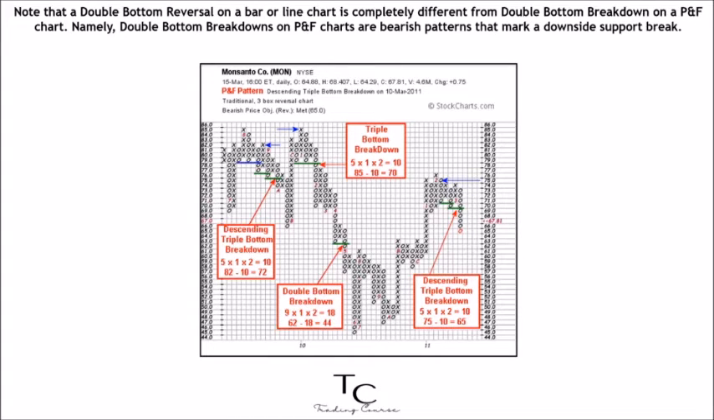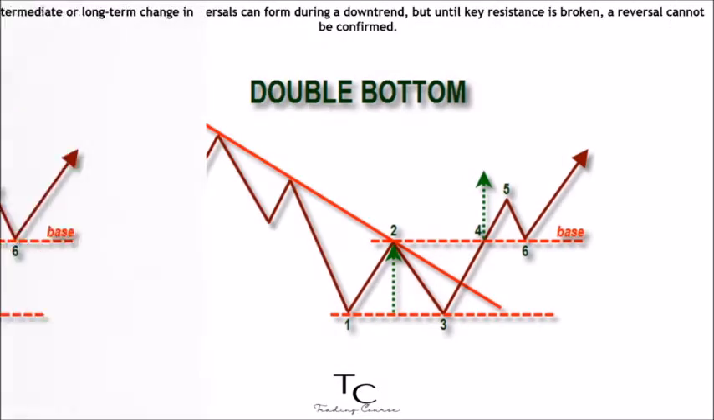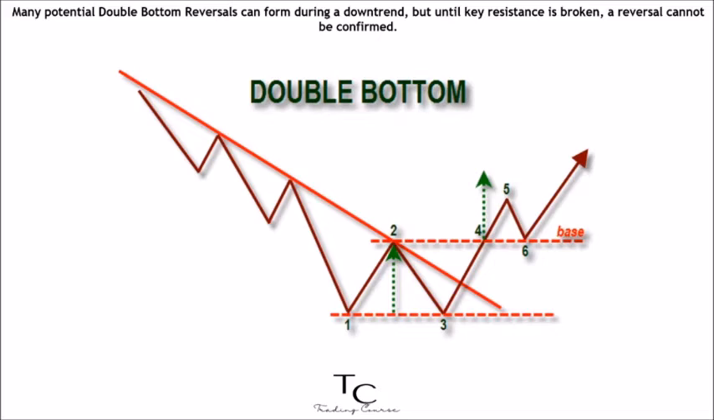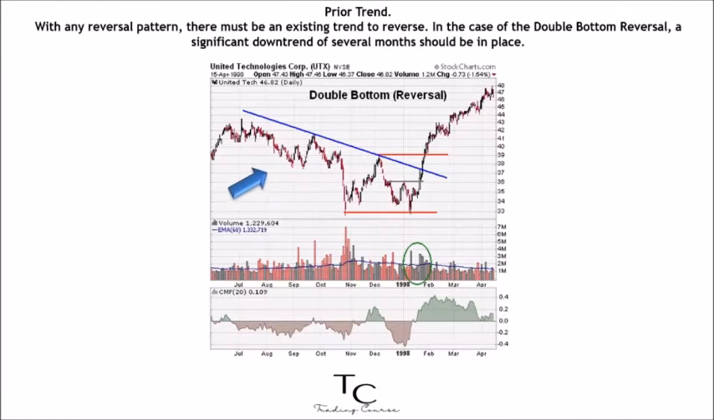Namely, double bottom breakdowns on P and F charts are bearish patterns that mark a downside support break. Although there can be variations, the classic double bottom reversal usually marks an intermediate or long-term change in trend. Many potential double bottom reversals can form during a downtrend, but until key resistance is broken, a reversal cannot be confirmed. To help clarify, we will look at the key points in the formation.